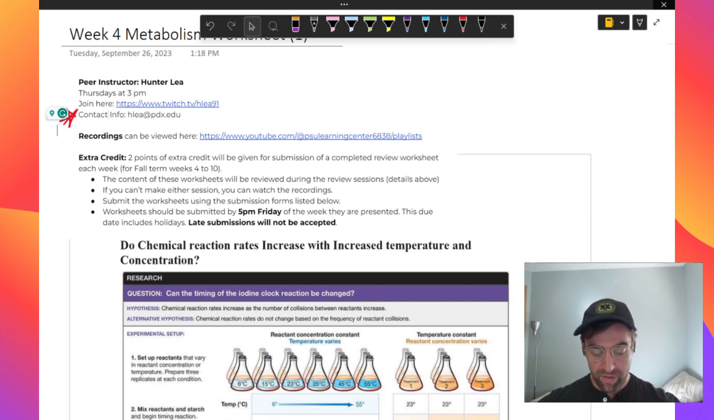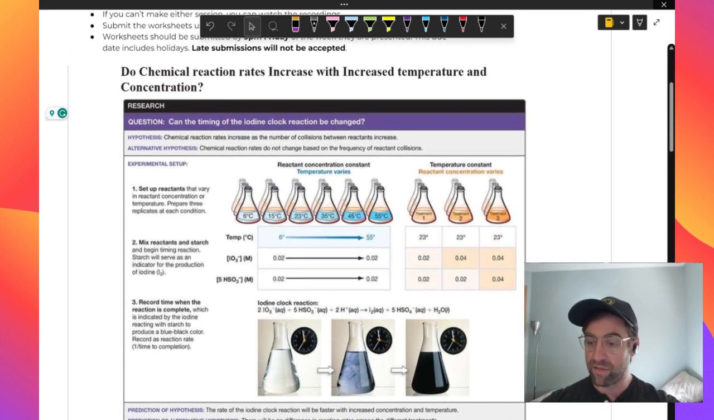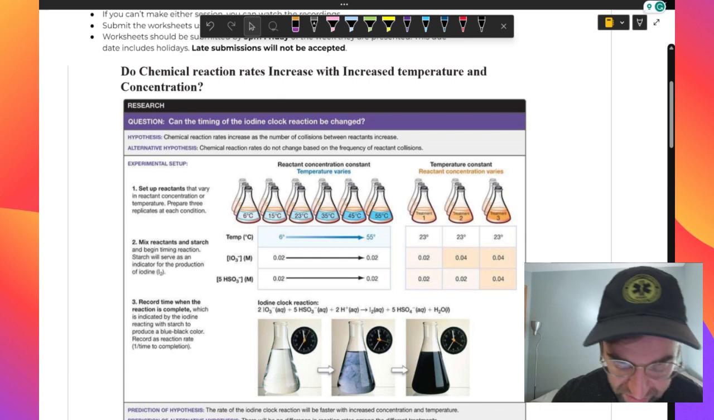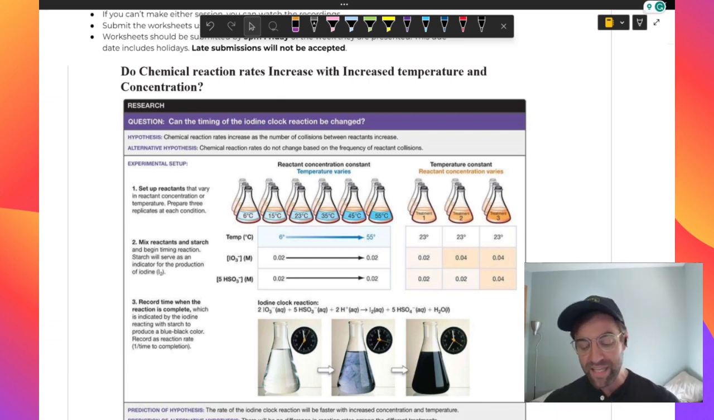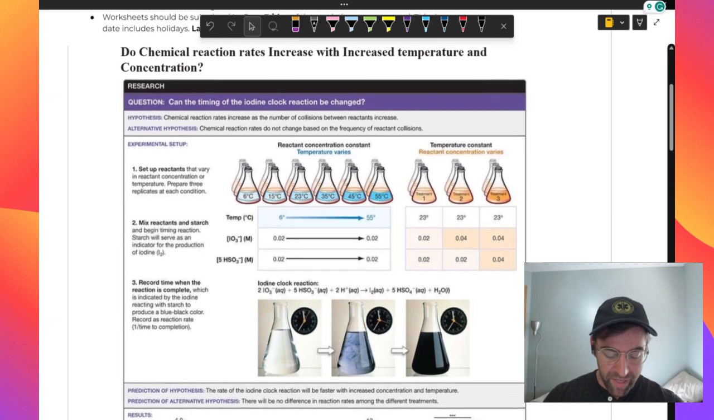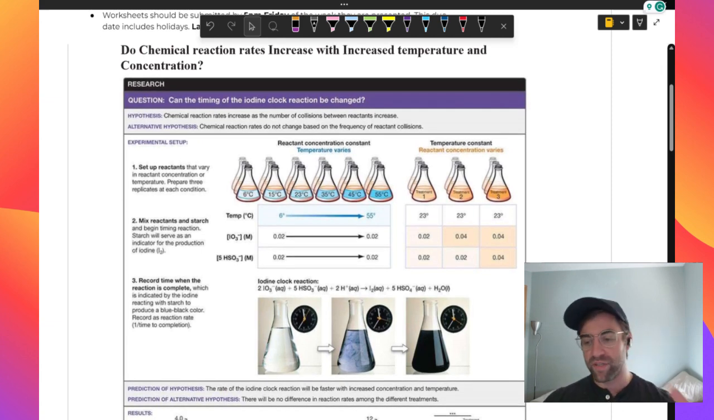So, week 4, metabolism. Let's go ahead and take a look at the exercises here. The question we're trying to answer is: do chemical reaction rates increase with increased temperature and concentration? We're given this study that was done based on the iodine clock, which is a really cool reaction.